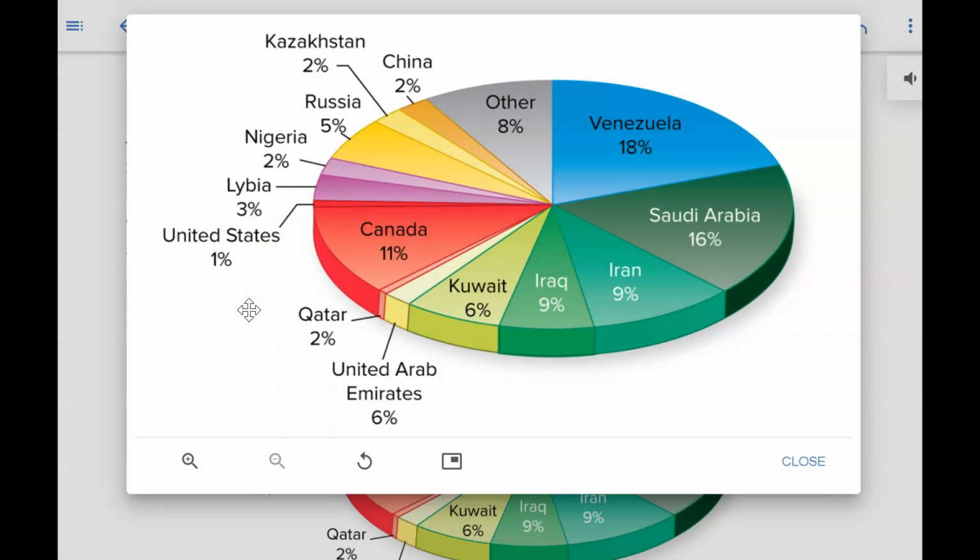So we can see here that the slice of the pie represents the percentage of the oil resources, right? So the greater the slice of the pie, the greater the oil reserves of a particular country. So obviously we can say that Venezuela has, for example, more oil than Canada, right? And Canada has more oil than, let's say, the United States.